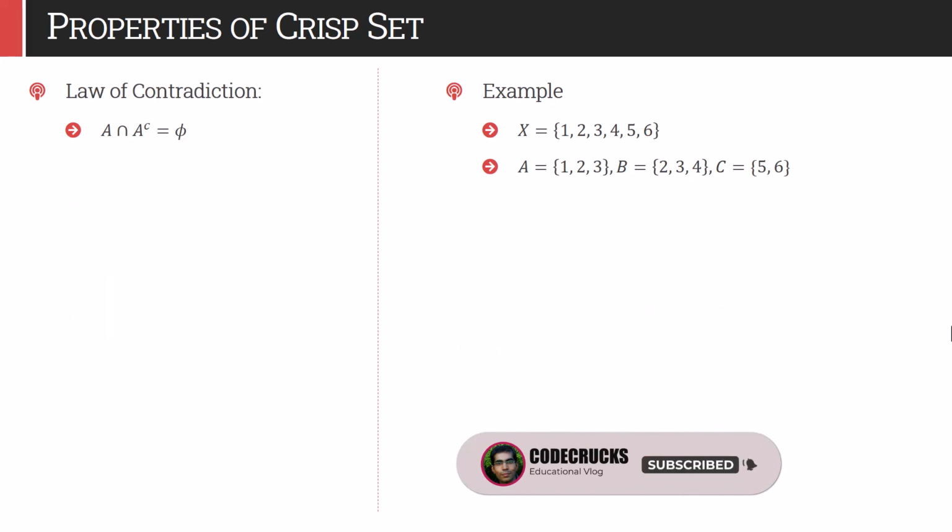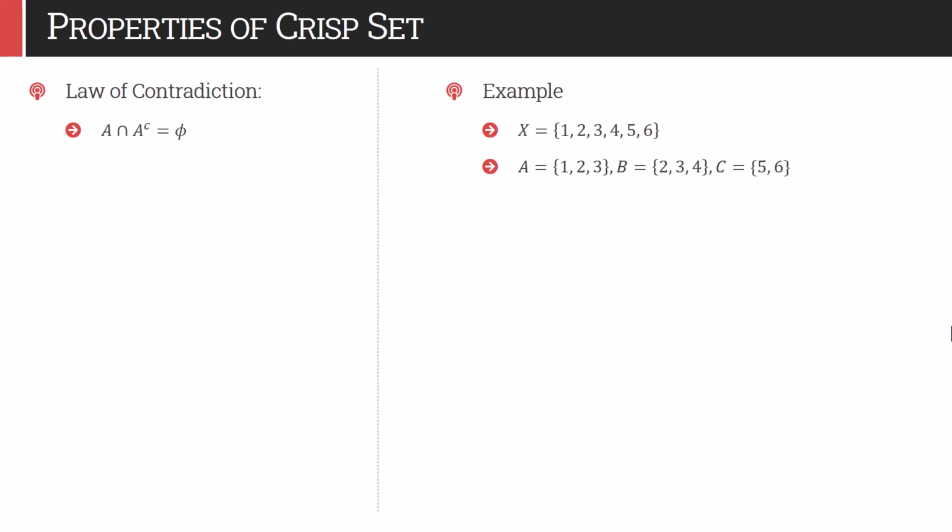Law of contradiction says A intersection A complement is phi. So very obvious, because A complement contains all the elements which are not in A, so there will not be any element common between these two sets. When we take the intersection, obviously that will result into null. A complement here is 4, 5, 6 and A is 1, 2, 3. So when we take the intersection, that would be the null set or phi.